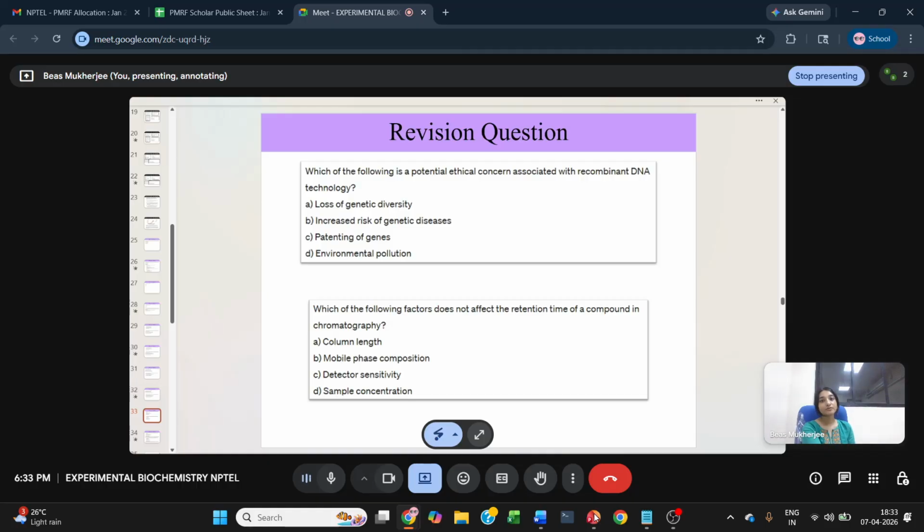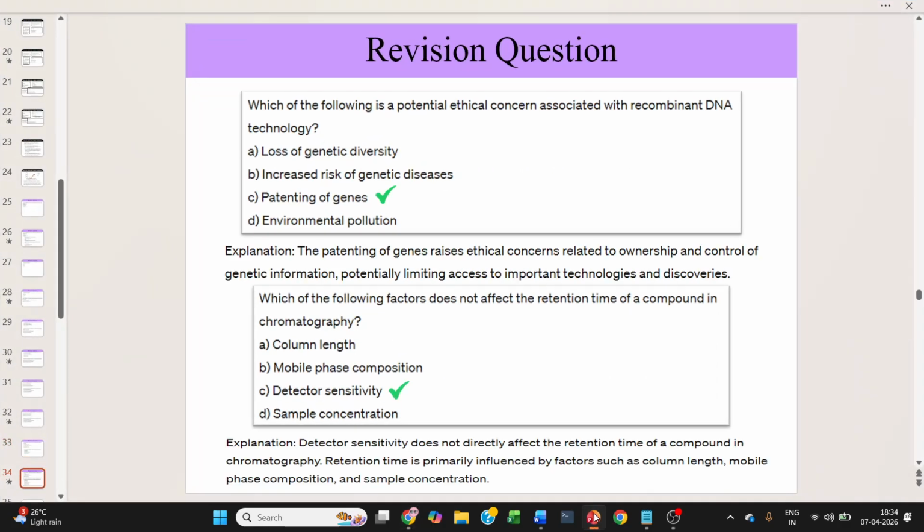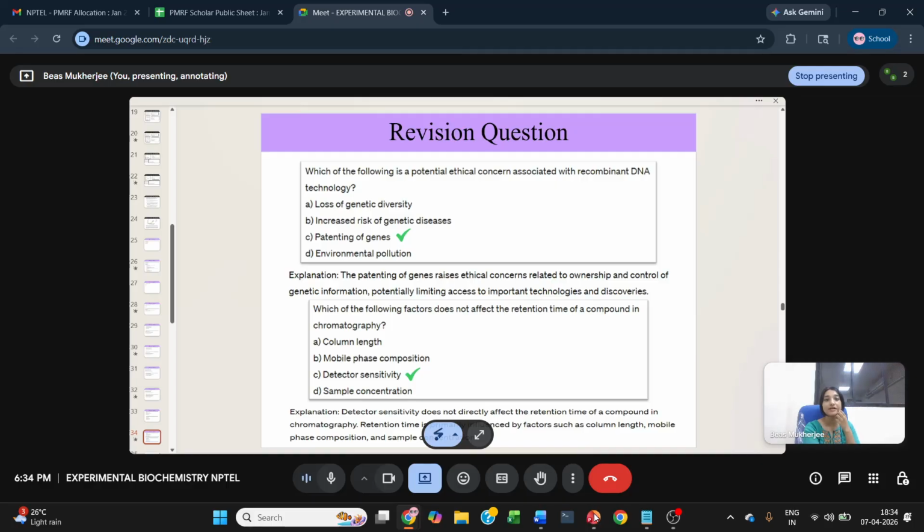Which of the following is a potential ethical concern associated with recombinant DNA technology? And which is a potential concern, do you think? Loss of genetic diversity, increased risk of genetic disease, patenting of genes, environmental pollution. Which of the following factors does not affect the retention time of a compound in chromatography? Column length, mobile phase composition, detector sensitivity, and sample concentration. Let's see. So patenting of genes is definitely a potential ethical concern associated with recombinant DNA technology. All of the others would be.